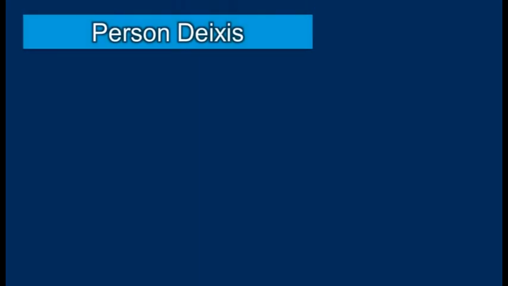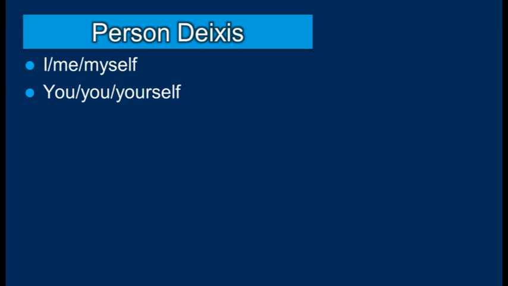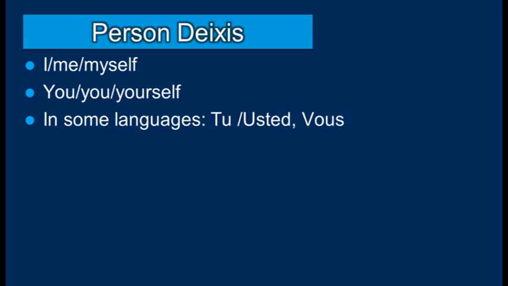These are some deictic expressions or indexicals in the English language. For person deixis, we have I, me, myself, which indicate the deictic center, and you, yourself, which is the proximity. We have you singular and you plural. And of course, in some languages they use tu or usted. Usted will be farther from the speaker.